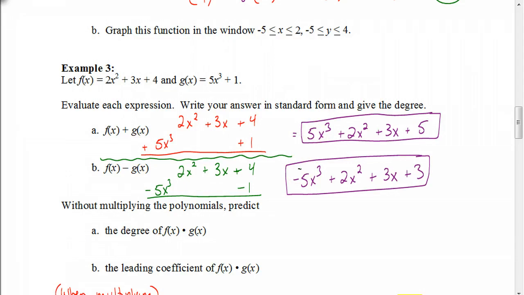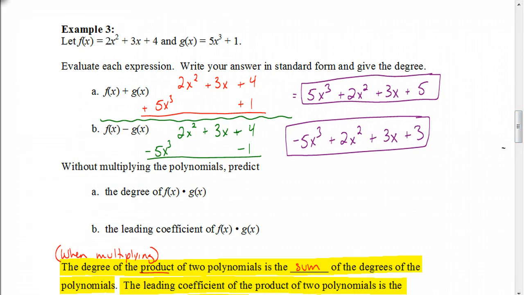Now, without completely multiplying these together, let's figure out what the degree of this would be if I were to multiply these two polynomials. So we've multiplied polynomials together back in a previous chapter. If we were multiplying these together, what would happen is I'd end up distributing the 2x squared to both of these terms. Then I would take the 3x and multiply that times both of those terms, the 4 times both of those terms, and so on.